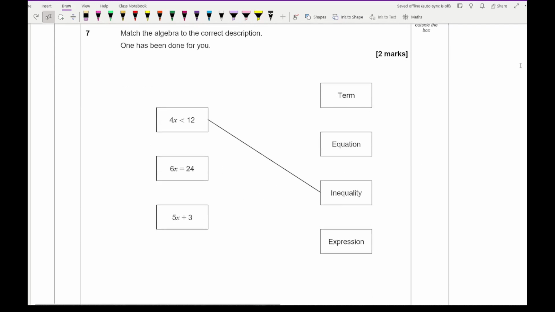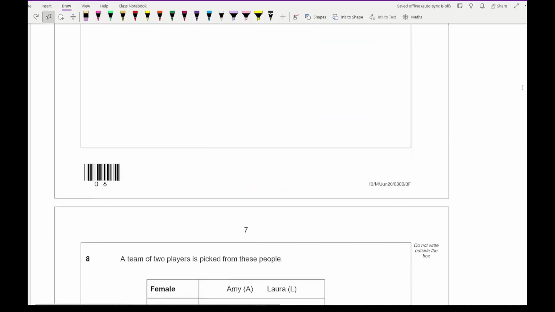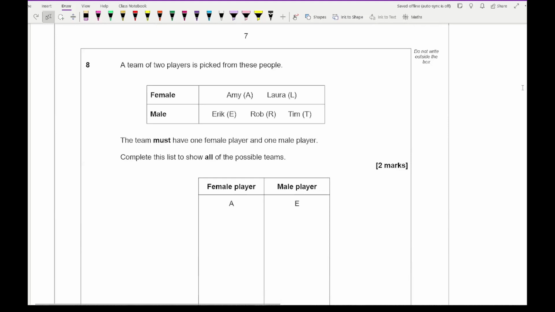So here we've got x plus 6 equals 24, and that is an equation, and we've got 5x plus 3, which is an expression. Now a term is basically a component of one of these, so 4x would be a term, 12 would be a term, 6x would be a term, 24 would be a term, but neither of those are terms. Moving on to question 8, it says a team of 2 players is picked from these people. It says the team must have 1 female, 1 male player. Complete the list of players.